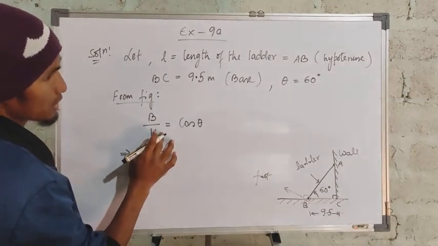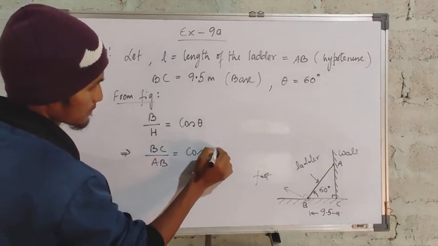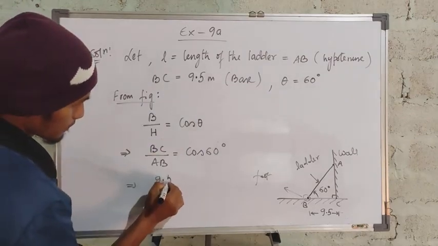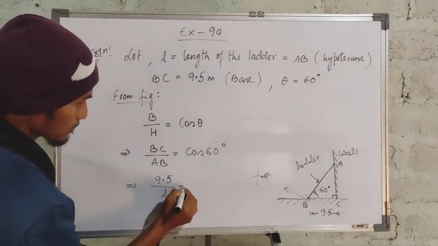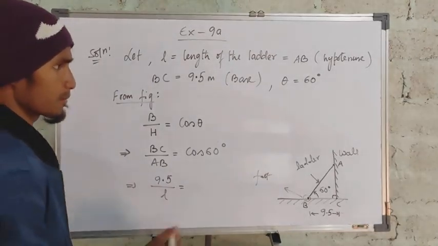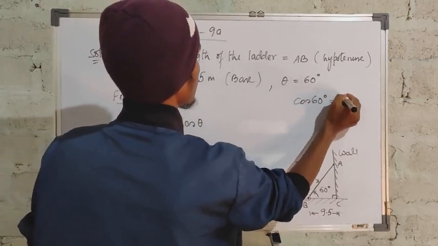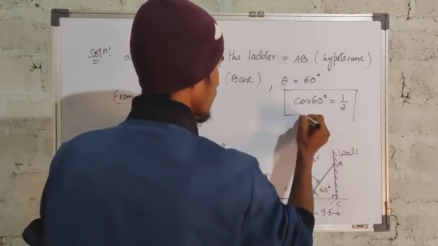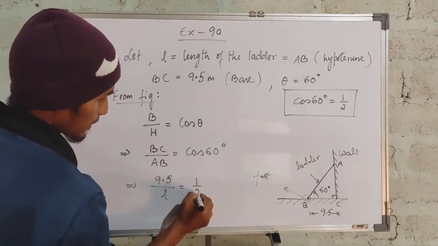Now, hypotenuse, that is AB, then it's equal to cos 60 degree. And BC is equal to 9.5, and AB is equal to L. And cos 60, how much is cos 60? Cos 60 is equal to 1 by 2, right? This is the value of cos 60. In chapter 8 you studied, cos 60 is equal to 1 by 2.